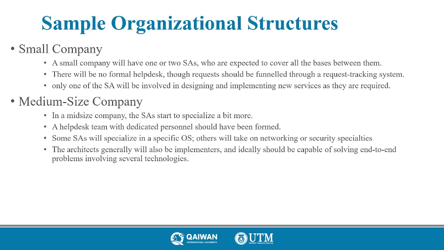Sample organizational structures. Small company. A small company will have one or two SAs who are expected to cover all bases between them. They will bring in one or two IT guys and ask them to do everything. There will be no formal help desk. Requests should be funneled through the request tracking system. Only one of the SAs will be involved in designing and implementing new services as they are required.